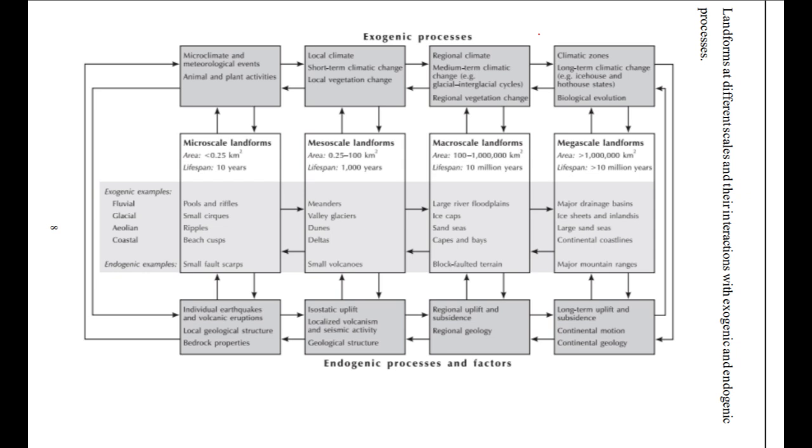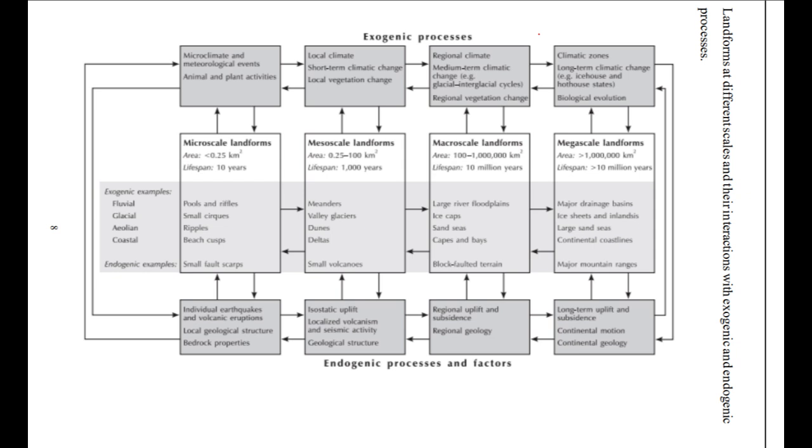Endogenic processes. Definition. These are internal processes driven by forces originating within the Earth, primarily related to tectonic activity and volcanic activity. Examples. Tectonic uplift: the vertical movement of the Earth's crust. Volcanism: volcanic eruptions that release magma, ash, and gases. Earthquakes: sudden movements of the Earth's crust. Isostasy: the vertical movement of the Earth's crust in response to changes in the weight of overlying material.